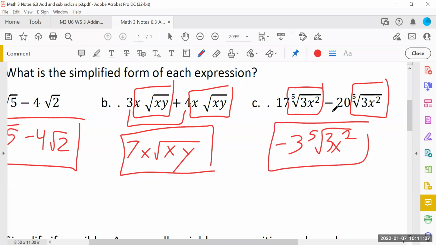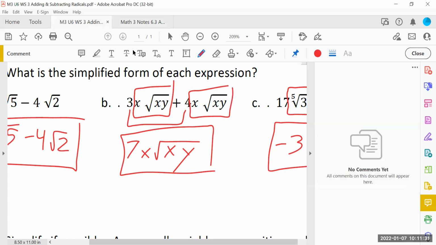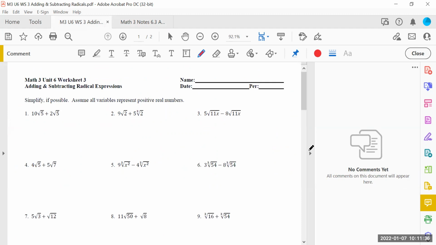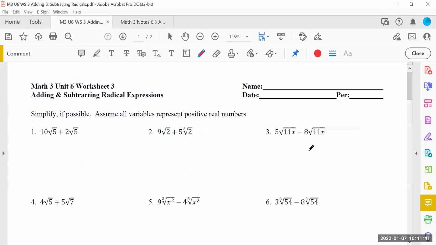So why don't you guys try a couple in the homework? Let's go ahead and do 1, 2, and 3. I'll put those up here as well. I'll give you 3 minutes. Should be real quick.